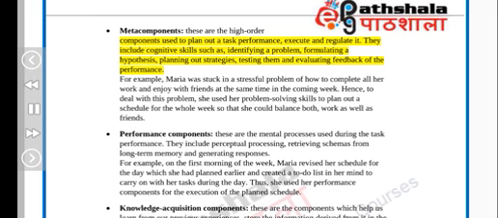of the performance. For example, Maria was stuck in a stressful problem of how to complete all her work and enjoy with friends at the same time in the coming week. Hence, to deal with this problem, she used her problem-solving skills to plan out a schedule for the whole week so that she could balance both work as well as friends.